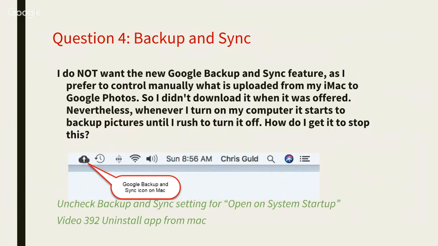From a computer, it's the Google Backup and Sync. On a Mac, it's that little cloud with the up arrow in it, and you'll see it at the top of your screen on the right-hand side. Now, if you rush to turn it off, you must already know that, because that's where you turn it off. If you go into the preferences, you will see a setting that says open on system startup. So if you turn it off, it will not restart the next time.